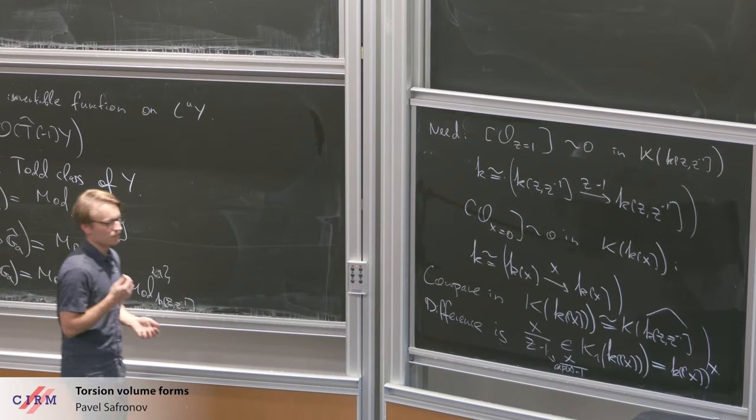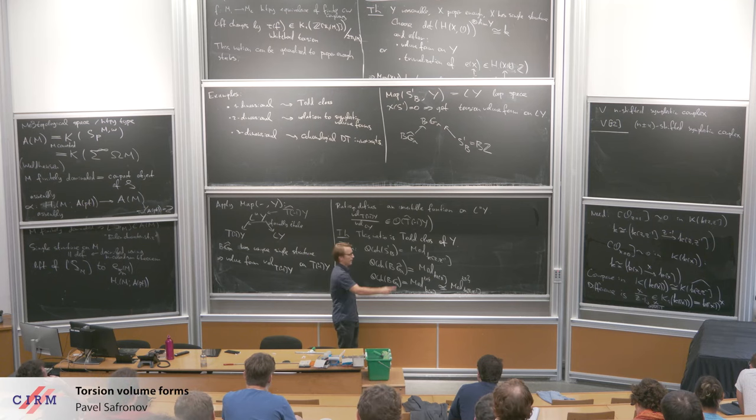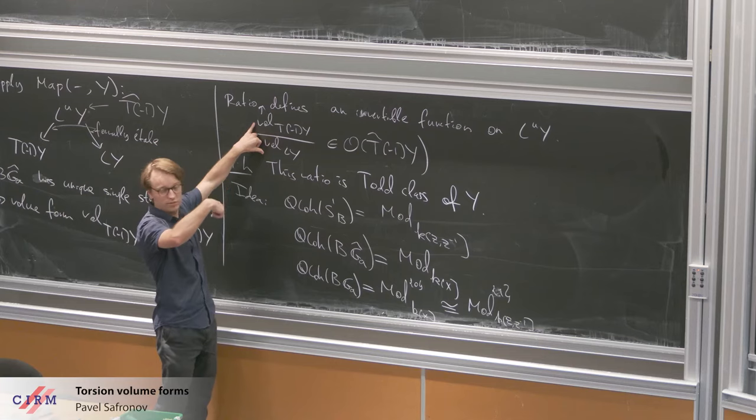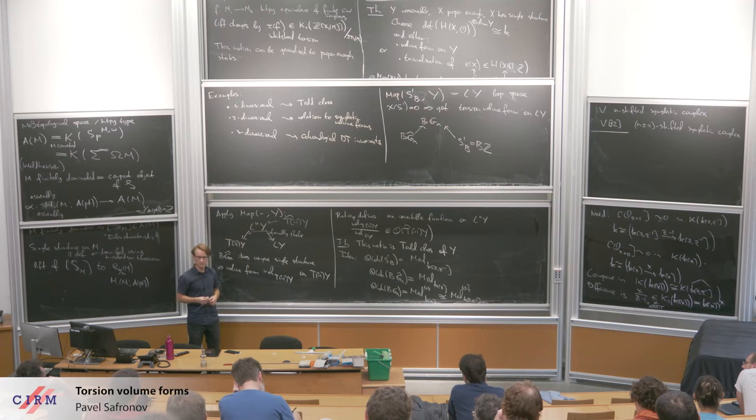Okay, so this is how you do this comparison universally, just in K-theory, and then if you unpack what this computation is doing, on the geometric level, it will tell you what the ratio of the volume forms is. Okay, so I'm going to stop here. Thanks.